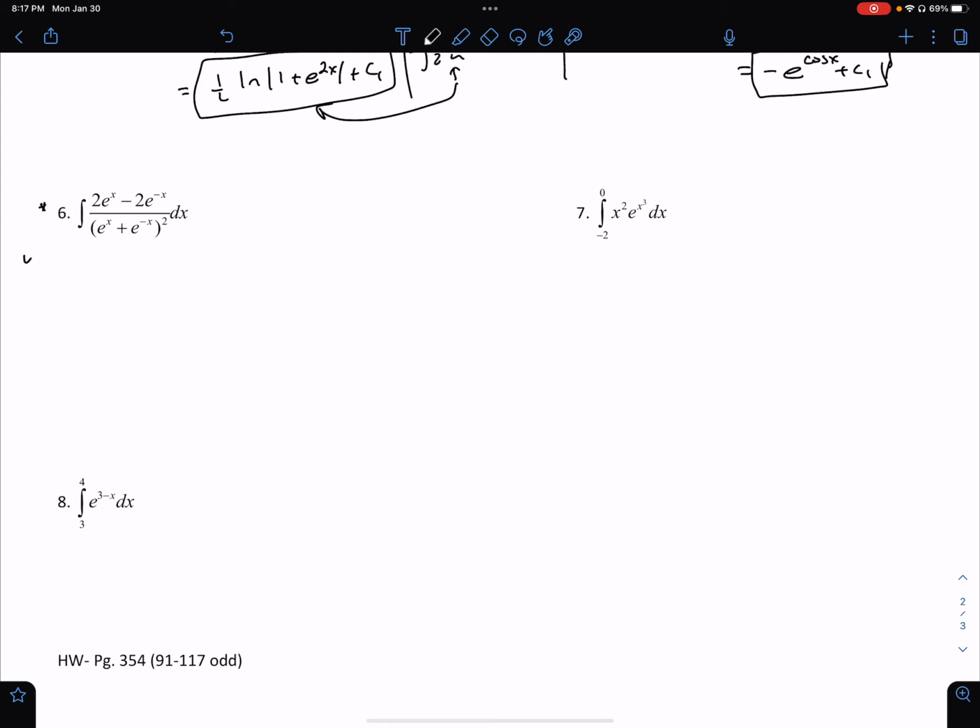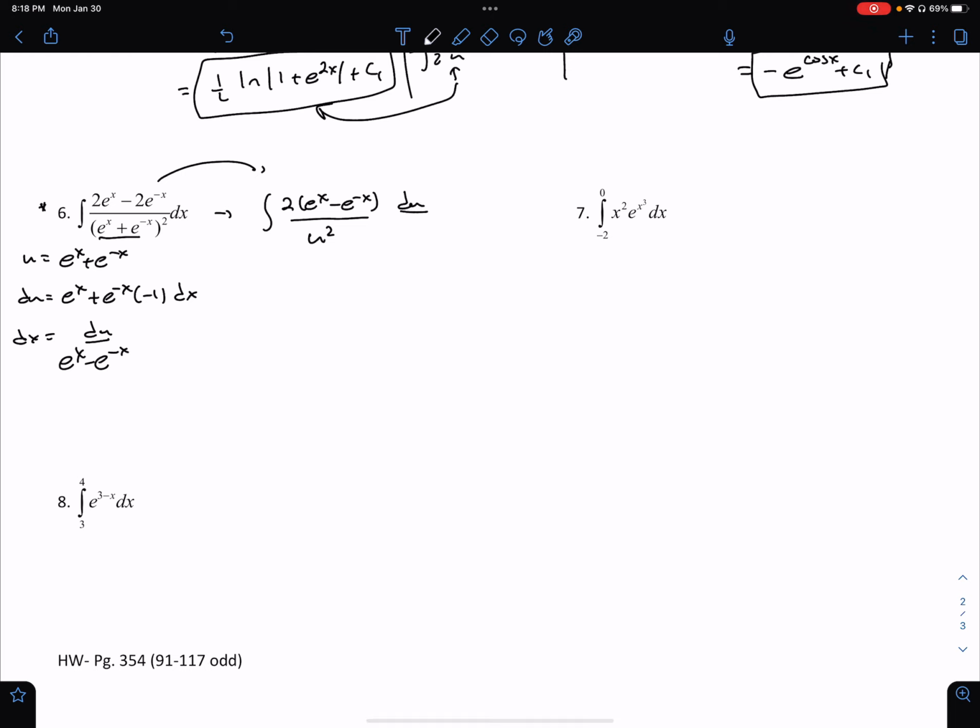I'm going to let u actually just equal the inside of the bottom, e to the x plus e to the negative x. The derivative is e to the x plus e to the negative x times the negative 1 dx. And if I simplify that, we just get du over e to the x minus e to the negative x. When I rewrite it, on the top here, I can factor out my 2. This seems a little bit more reasonable than what I had before. Over u squared du over e to the x minus e to the negative x.